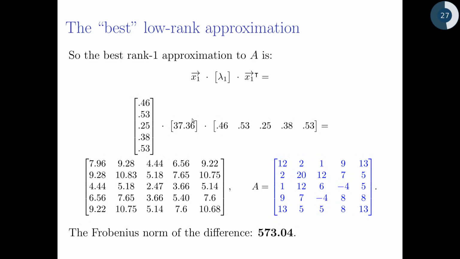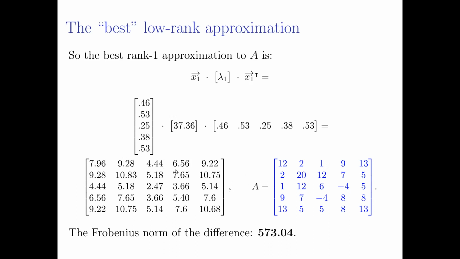And if you multiply all that out, this is the dominant eigenvector, and this is the dominant eigenvector transpose, and this is the dominant eigenvalue as we saw before. If you multiply that all out, you get this black matrix right here. Now, I've put the blue one here, which again is our ground truth, just for comparison.